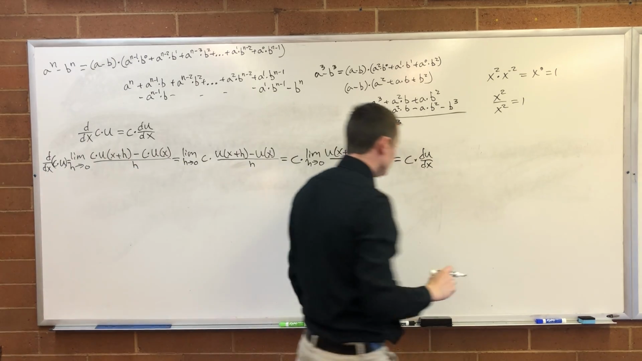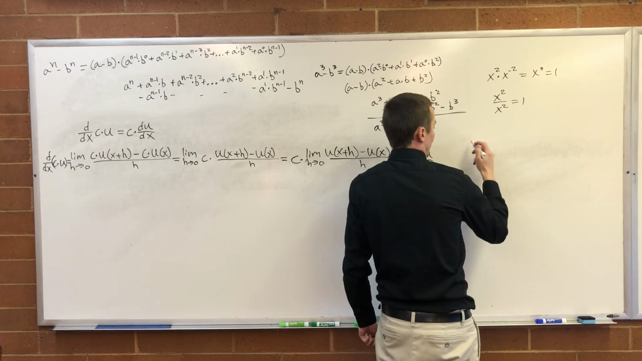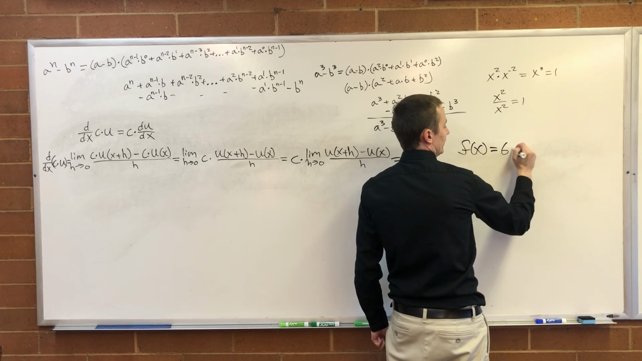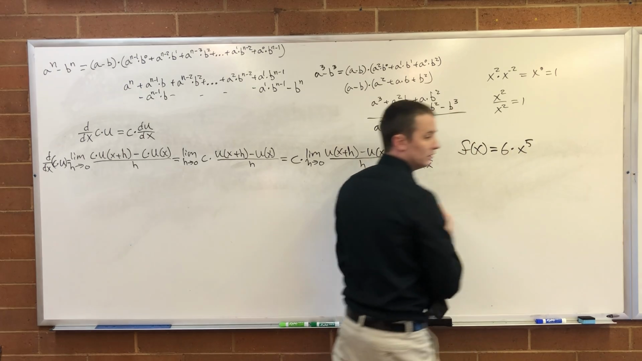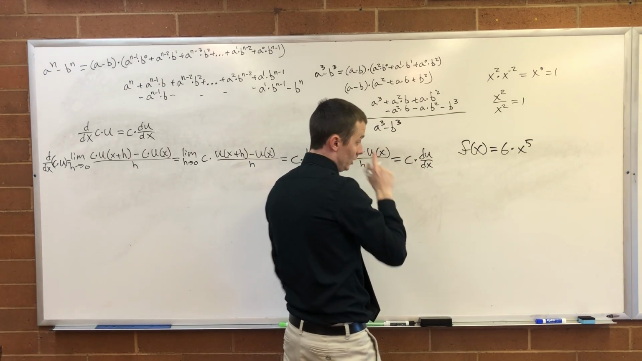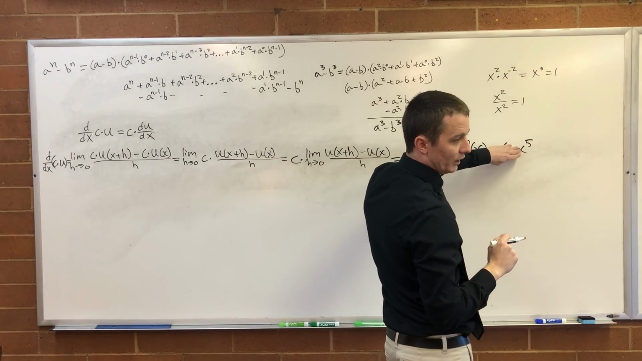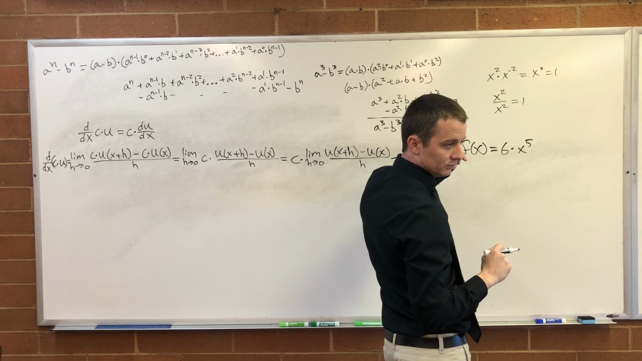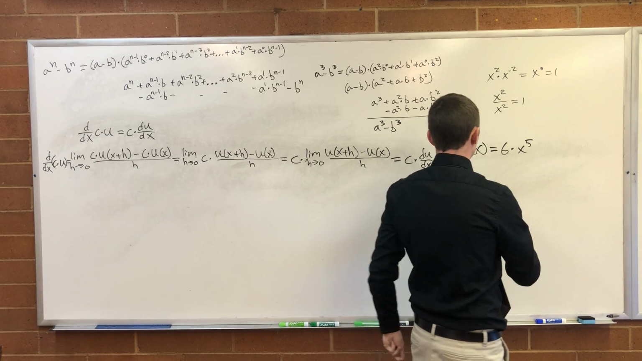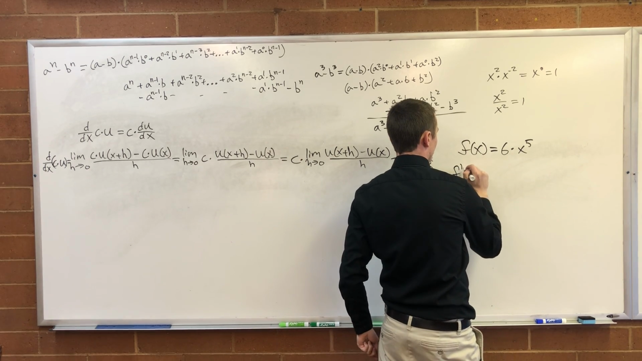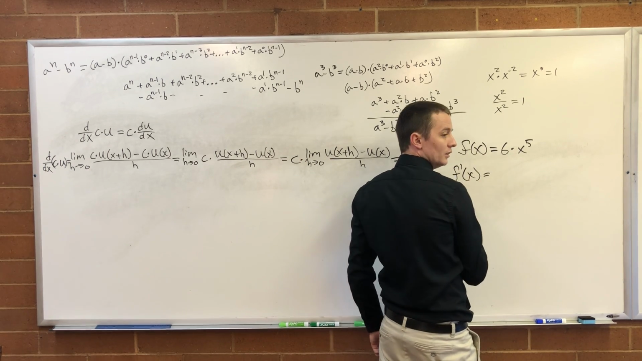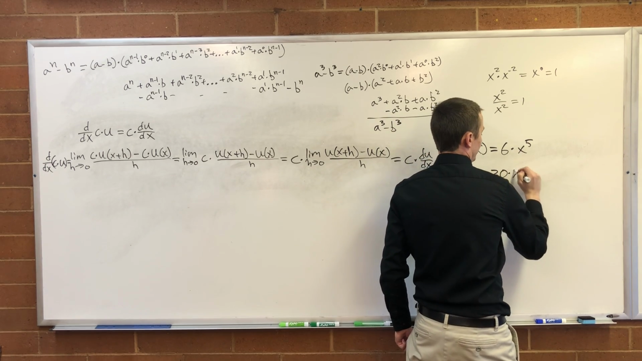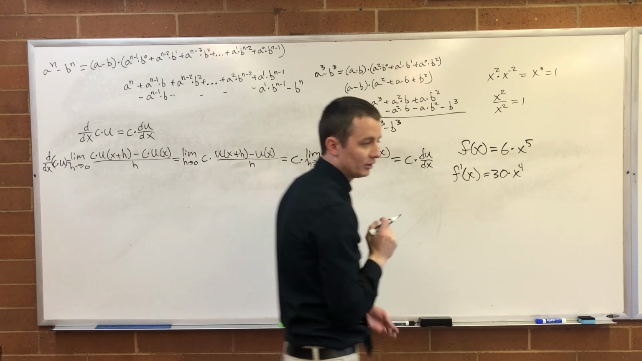So what does that mean? That means that if we're looking at f of x equal to something like 6 times x to the 5, you know how to do it when it's just x to the 5, right? So you can just pull this 6 out and then multiply it in later. So what's the derivative of this then? It would just be 6 times 5x to the power 4, so 30 times x to the 4. Correct.